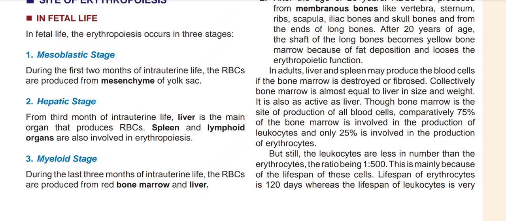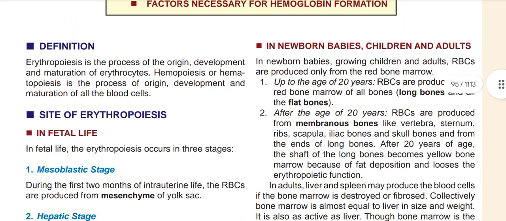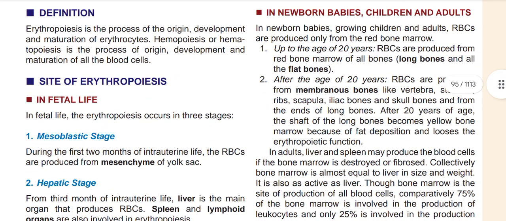This is the myeloid stage. In the first trimester, mesenchyme of yolk sac, mesoblastic stage. Second trimester, hepatic stage from liver, spleen, and lymphoid organs. And in the third trimester, it is the myeloid stage from bone marrow and liver. Now, in newborn babies, children, and adults.